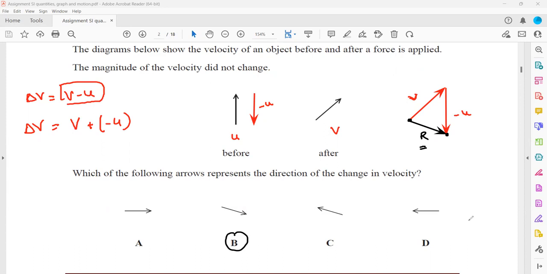So in vector subtraction, when we subtract two vectors, it's also addition. But how do we solve it? We draw the first vector, then we draw the opposite of the second vector. And to get the resultant, it's the tail of the first to the head of the last.